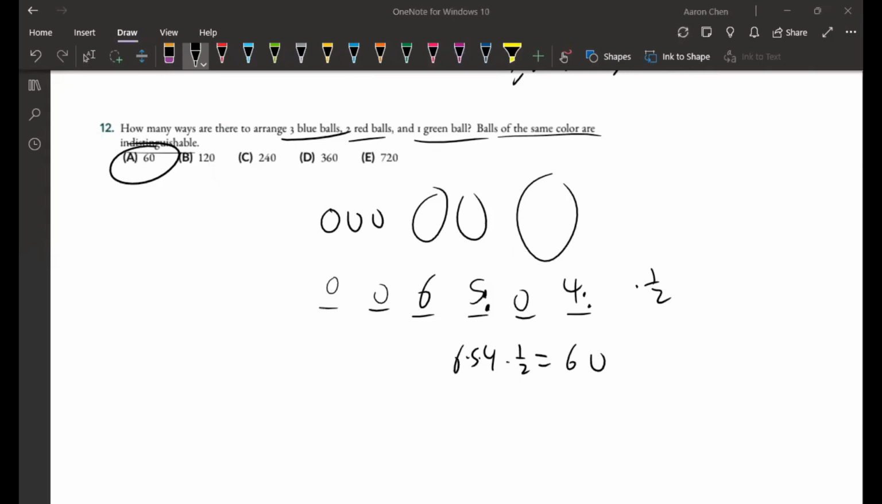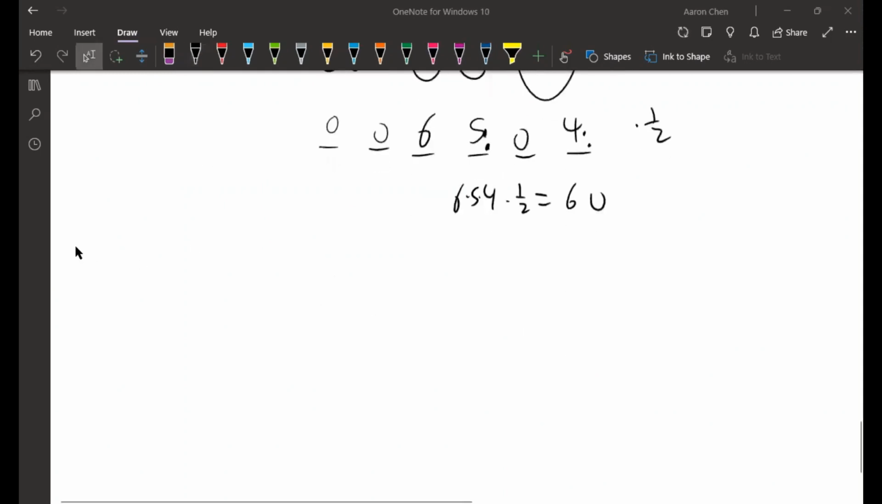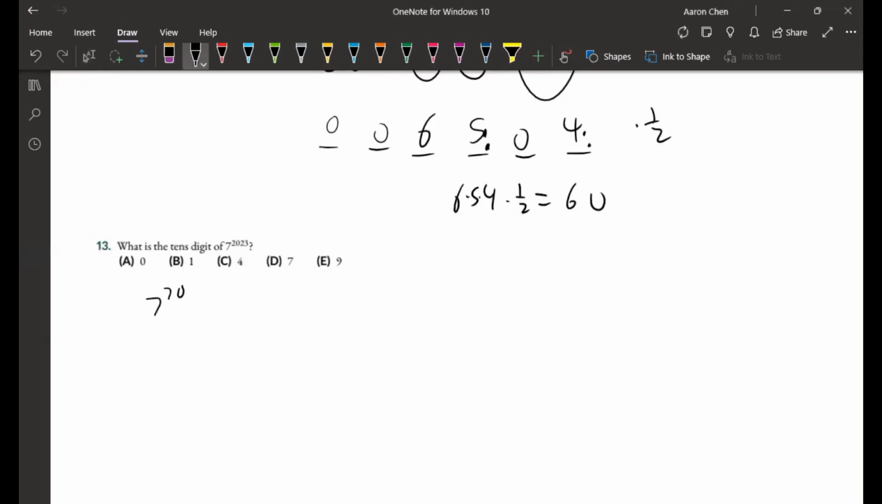And so, yeah, with that, let's move on to the next question, number 13. Oops, chat is now covering that. Okay. Okay, so the tens digit of 7 to the power of 2023. So 7 to the power of 2023.